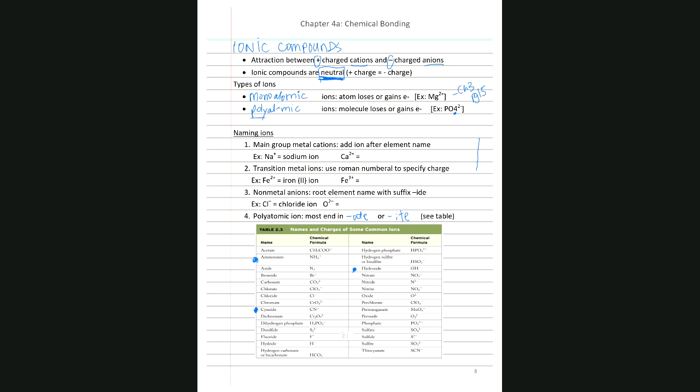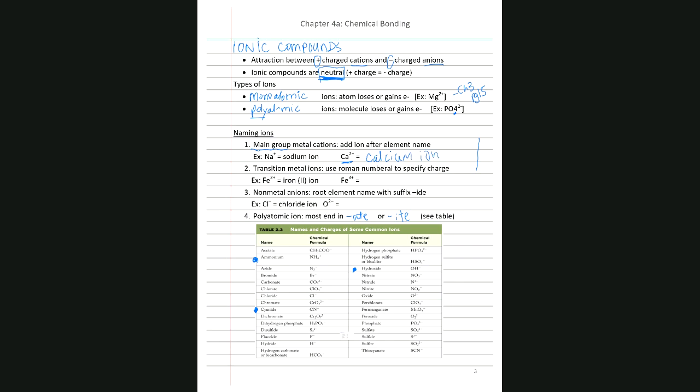So when we name ions, naming ions is actually pretty simple. Main group ions, so remember main group elements are ones in columns 1A, 2A, and 3, 4, 5, 6, 7A. So skipping over, not including the D block of transition elements. So for those guys, their metal cations, we just add ion after the element name. So sodium ion is just sodium ion. So calcium 2+ would be a calcium ion. That would be its name.